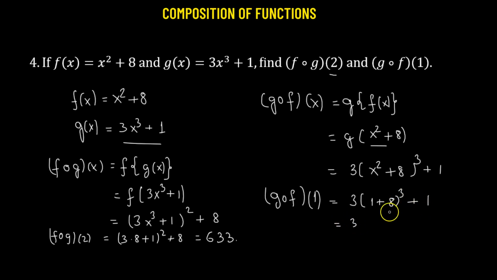So this is equal to 3 times 8 plus 1, which is 9. So we have 9 cubed plus 1. This is equal to 2188. So yeah, this is the value of f of g of 2 and g of f of 1.